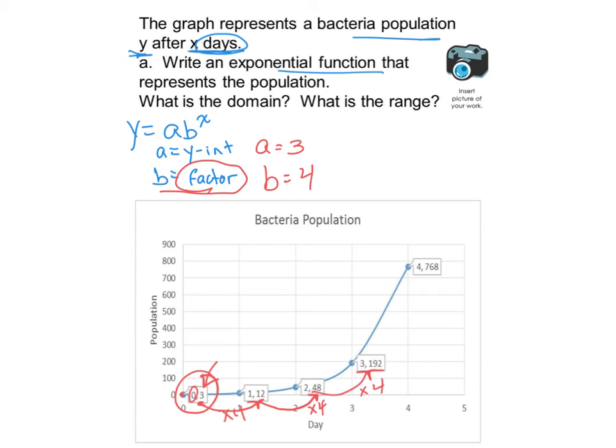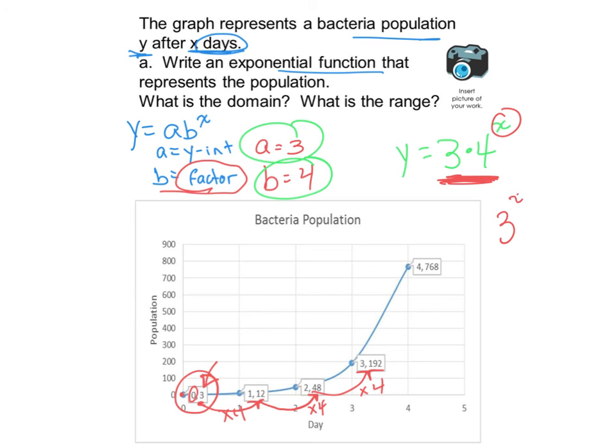I'm ready to write my equation now. Your y stays y, our a is 3, times our b to the x power. And, okay, don't be silly. You cannot simplify that because they do not have the same base and they do not have the same exponent. If this was 3 to the x times 4 to the x, yeah, then you can have 12 to the x, but it's not. So this is its most simplified form because they have different exponents.